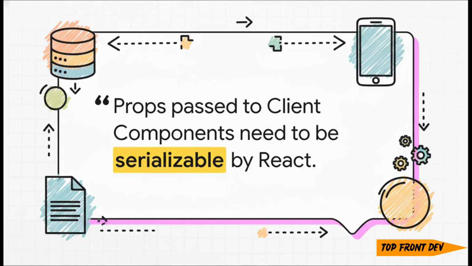But, and this is a big but, there's a catch. The props you pass have to be serializable. That's a fancy word that just means you can only pass simple data like text, numbers, or plain objects. You can't pass complex things like functions or date objects directly from the server to the client. They just don't survive the trip.